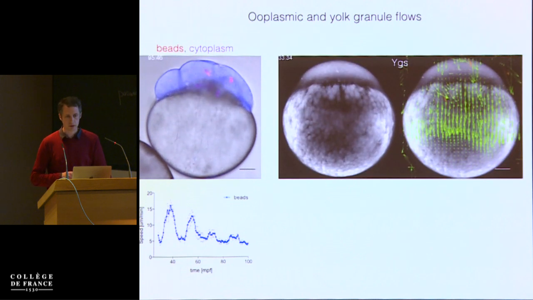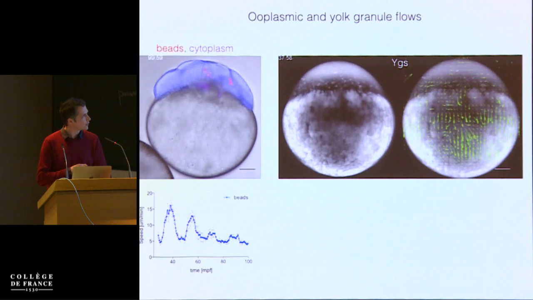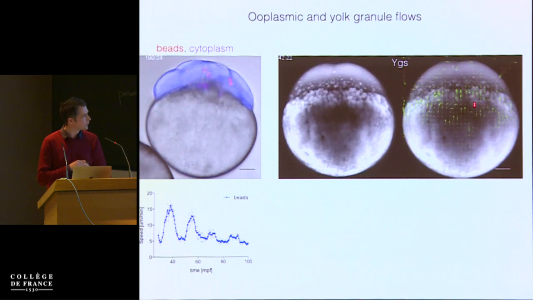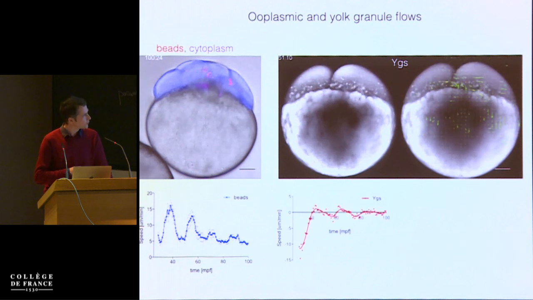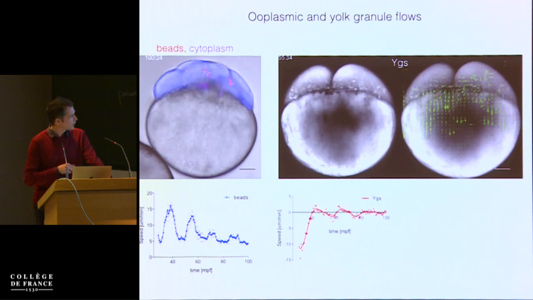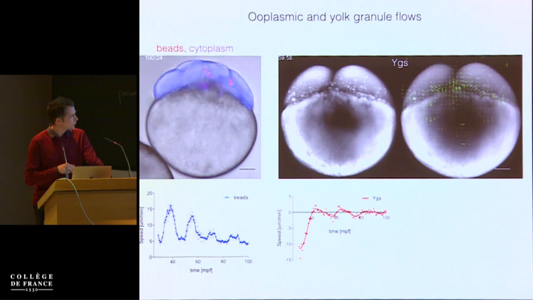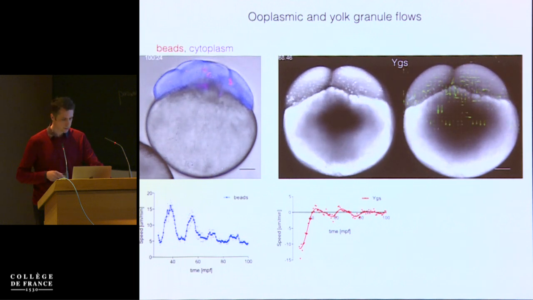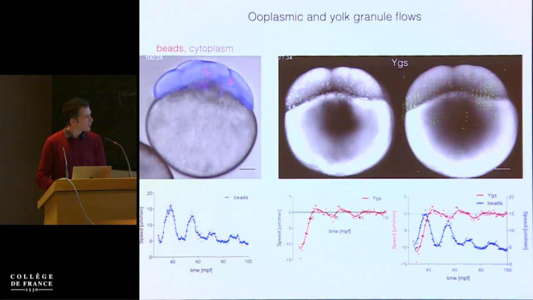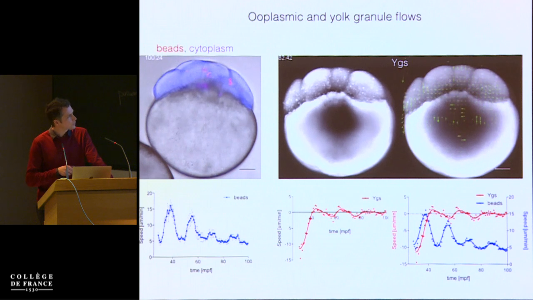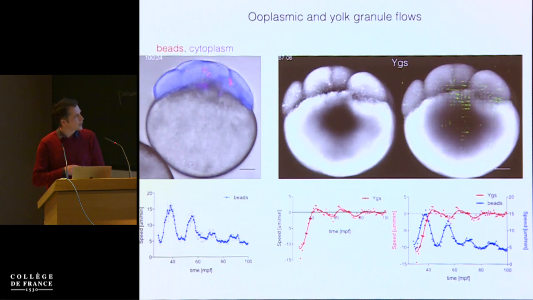The yolk granules are not just passive, but they are moving as well, and we have just tracked the movement of the yolk granules here with PIV. You can see that the yolk granules are moving, again in an oscillatory manner, where the amplitude is much lower than the amplitude we are seeing for the ooplasm flows. And if you overlay these two flows, then you can see that they are strictly anticorrelated.